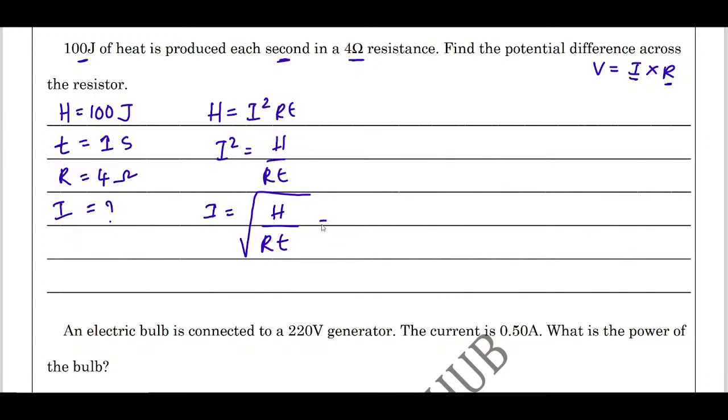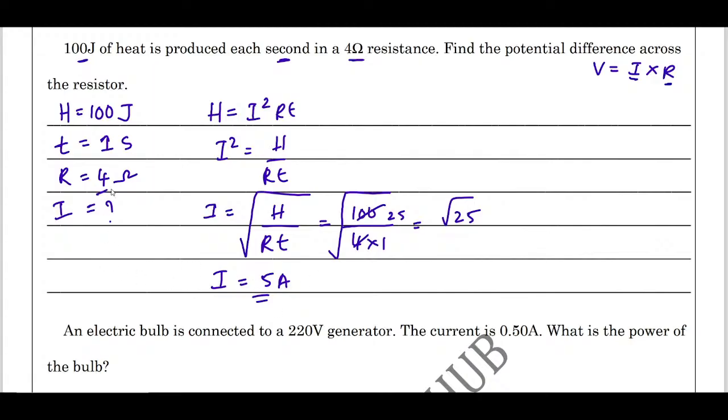H divided by R T. What is the heat produced? 100 joules divided by resistance, which is 4. Time is 1. 4 ones are 4, 100 divided by 4 is 25. So square root of 25. We get current I equals 5 ampere. Now we got current I equals 5 ampere.